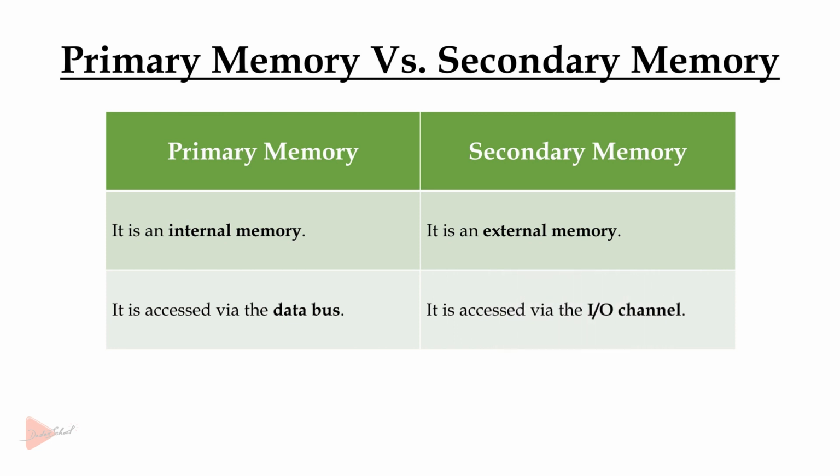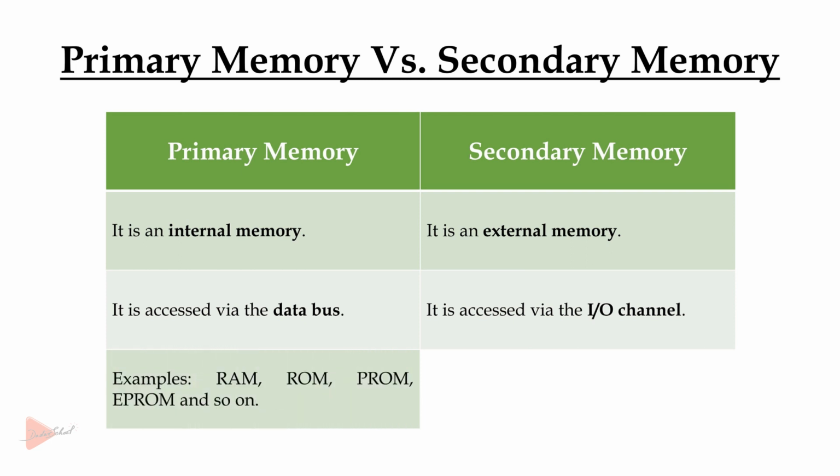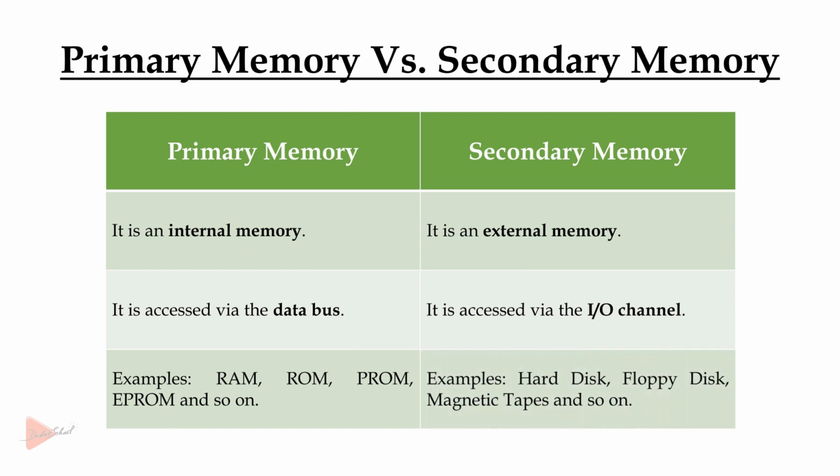Examples of primary memory include RAM, ROM, PROM, EPROM, and so on. Storage devices like hard disk, floppy disk, and magnetic tapes are examples of secondary memory.